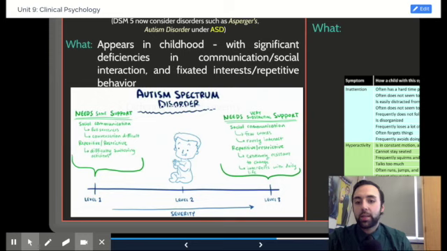So when we look at autism spectrum disorder, it's important to note that each individual patient gets evaluated in terms of where along the spectrum they might fall. In some cases, that might require very substantial support. In some cases, not quite as much. And it incorporates two very key symptoms: deficiencies typically in social communication, and also fixated interests and repetitive behavior.